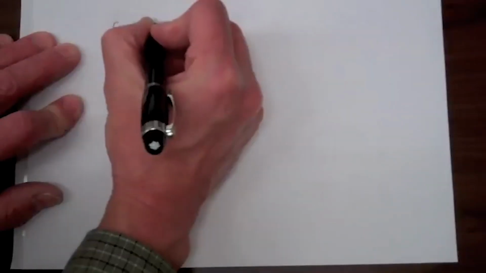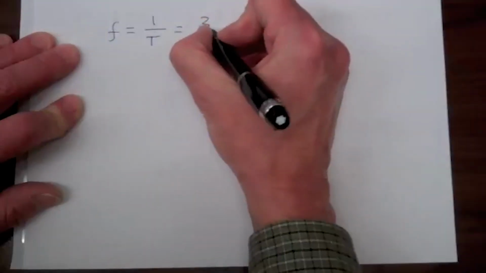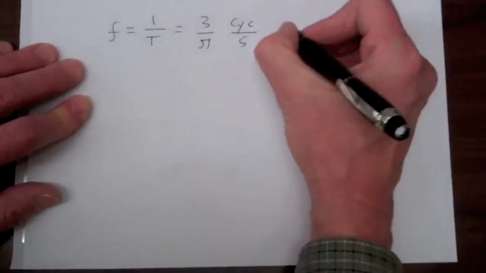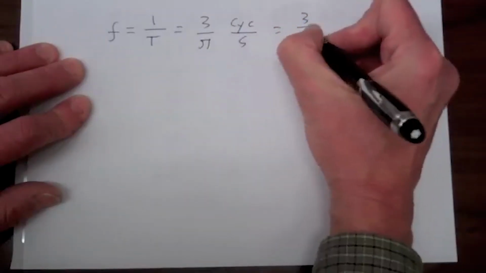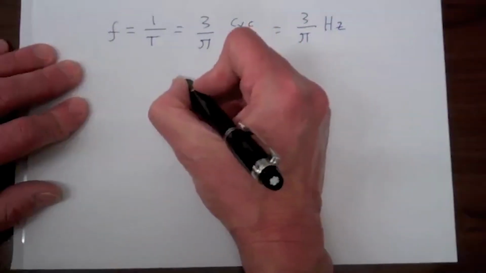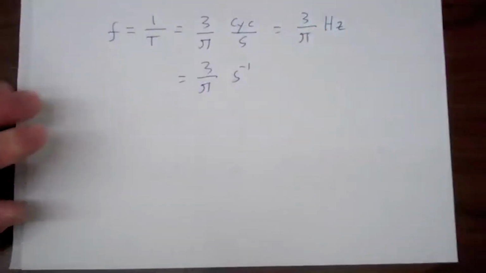The frequency of the wave is just 1 over the period. So that will be 3 over pi cycles per second. And cycles per second is often referred to as a hertz, but we'll more often think of it as 3 over pi seconds inverse is how we will write that.